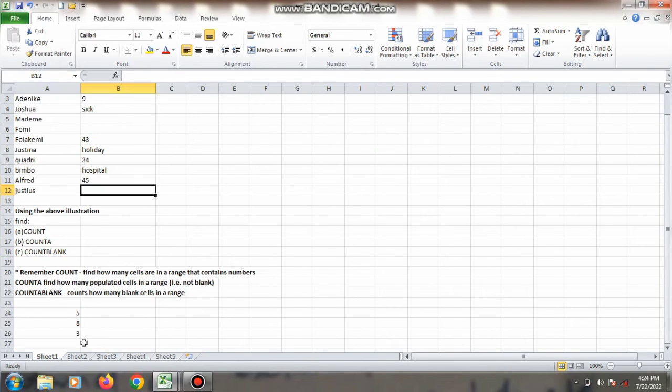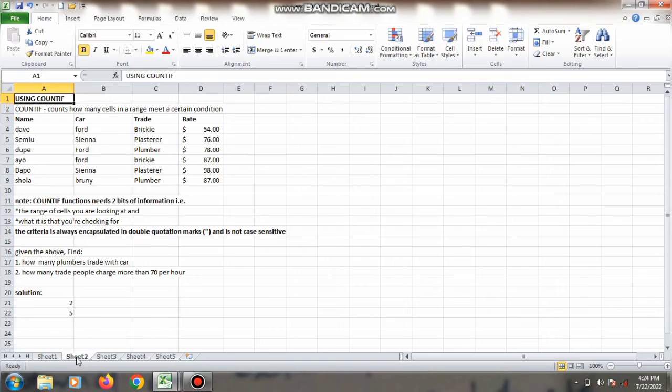Now, the last one we shall be talking about today is our COUNTIF. Using COUNTIF, this is a conditional. COUNTIF functions need 2 bits of information. That is the range of cells you are looking at and what it is that you are checking for in your data. Now, I have given some of the data that I have: the names of people that drive a car, the car they are driving, and the trade they are using, and the rate per hour that they were charging. If you call Dave to come and take you out, he's going to charge you $54 per hour.